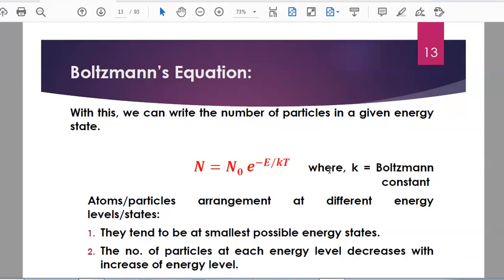Now let me clarify the exact meaning of each component. N is the number of particles. N naught is again the number of particles, but in a certain state, let's say the ground state. We'll discuss more about these details. Then e to the power minus E, where capital E is the energy of that level, and k is the Boltzmann constant, and capital T is the temperature. These are the things used in the formula.